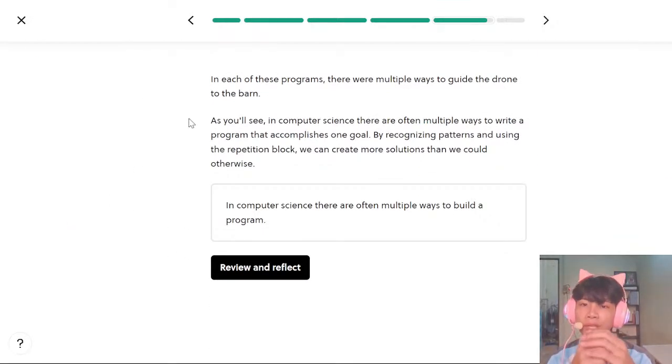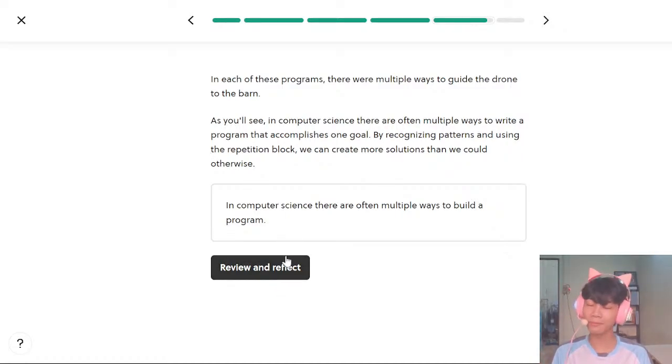In each of these programs, there were multiple ways to guide the drone to the destination. As you'll see in computer science, there are often multiple ways to write a program that accomplishes one goal. By recognizing patterns and using the repetition block, we can create more solutions than we could otherwise. In computer science, there are often multiple ways to build programs.